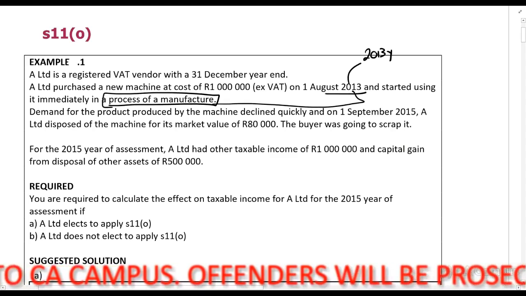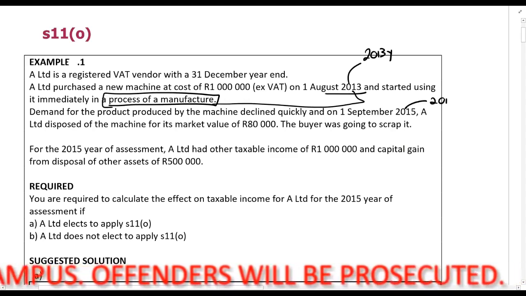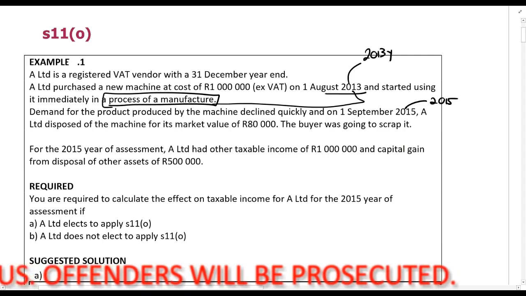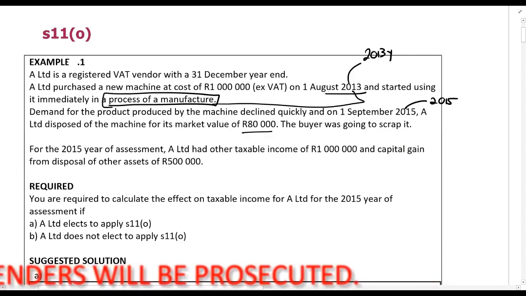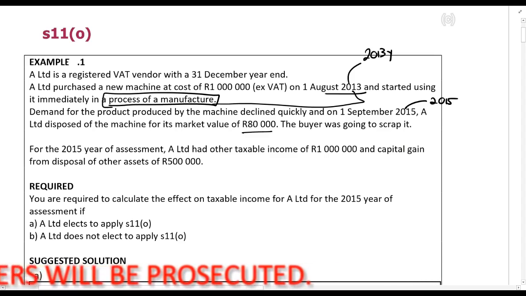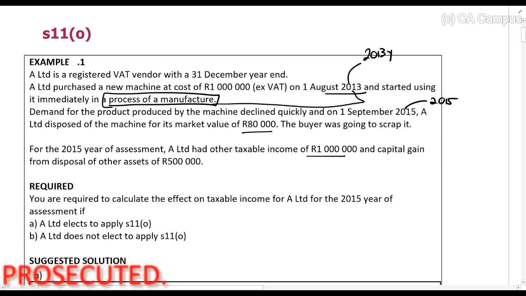Demand for the product produced by the machine declined quickly, and on the 1st of September 2015, A Limited disposed of the machine at a market value of 80,000 Rand. The buyer was going to scrap it. For the 2015 year of assessment, A Limited had other taxable income of R1,000,000 and a capital gain from the disposal of other assets of 50,000 Rand.